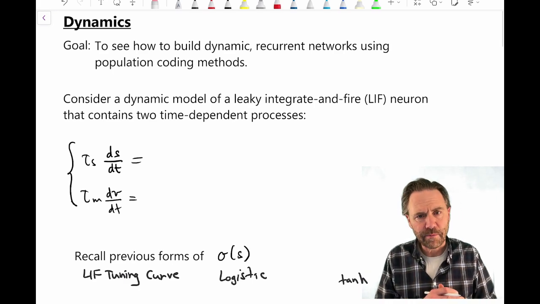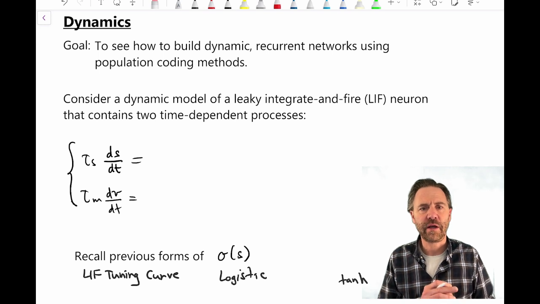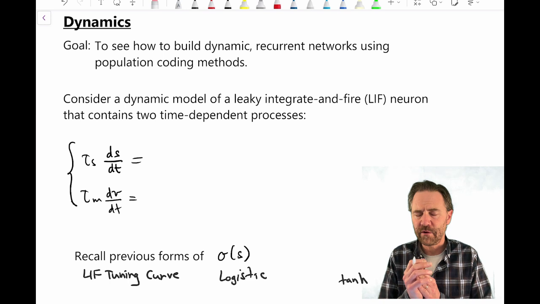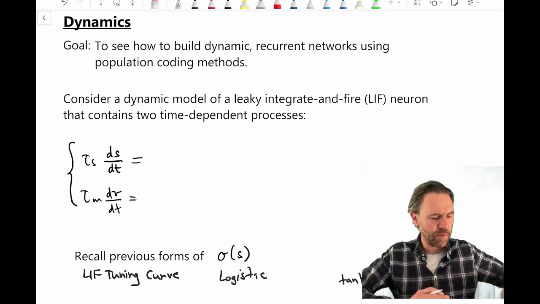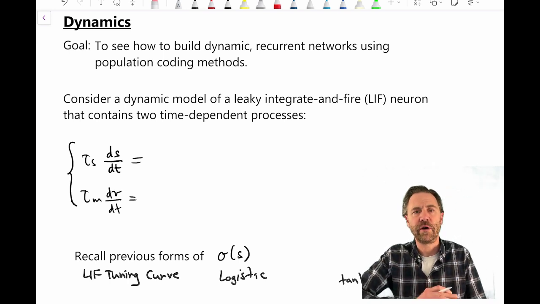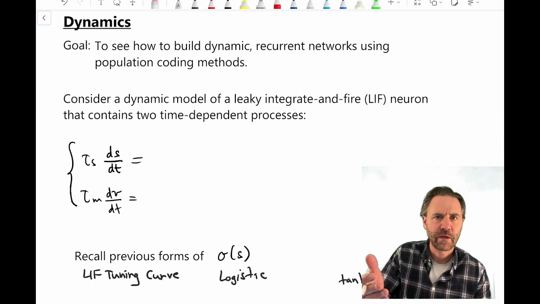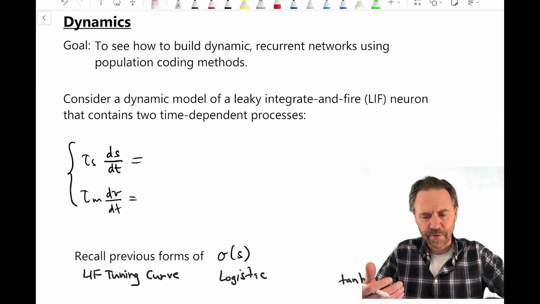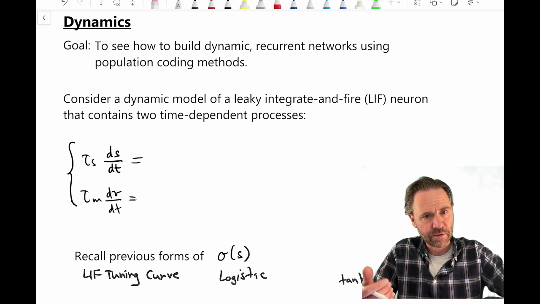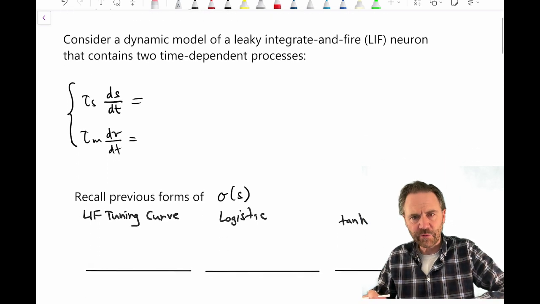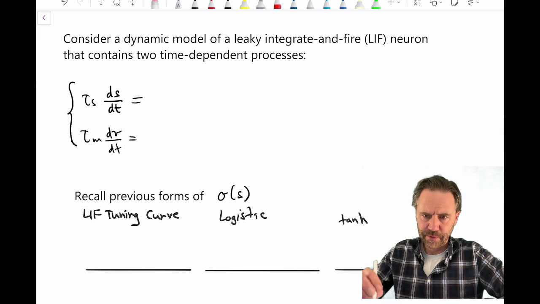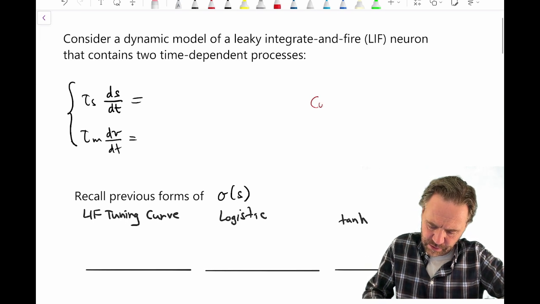a dynamic model of a leaky integrate and fire neuron that contains two time-dependent processes. We talked about the differential equation that governs the membrane potential of an LIF neuron. But in addition to that differential equation, the input current had to be collected, and so the input current also was a dynamic process. It's these two differential equations that work together. So this first one, S, is the current. Let me label this first equation as current.